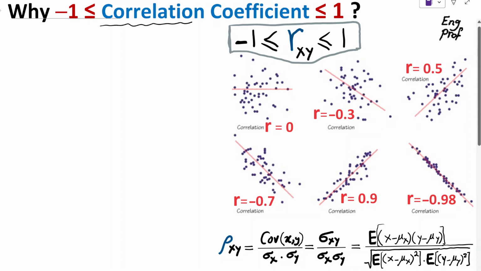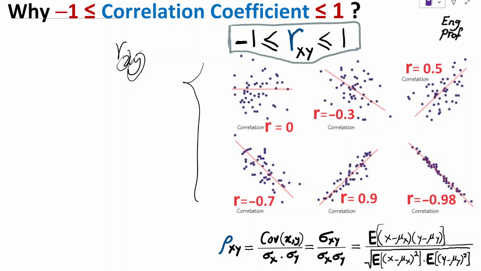The correlation coefficient, or r of xy, is a number always between 1 and -1. Recall that the correlation coefficient is a measure of linear relationship between x and y, as a reminder using these 6 scatter plots here. As you can see, x is the horizontal axis variable and y is the vertical axis variable.